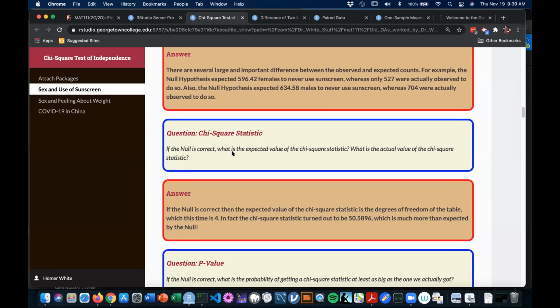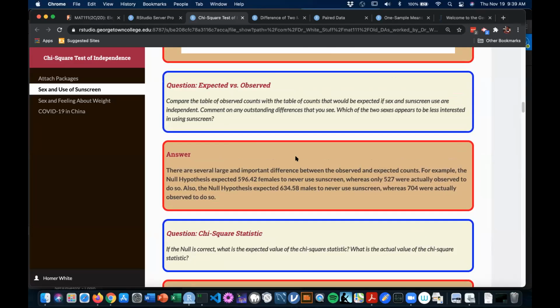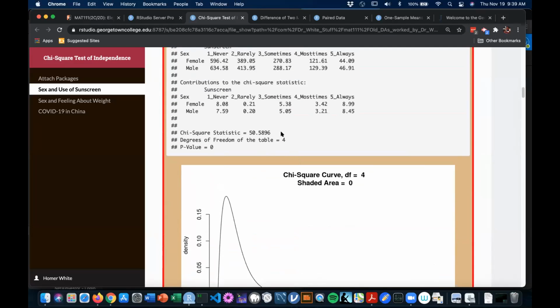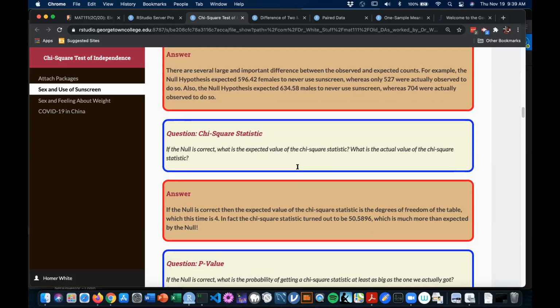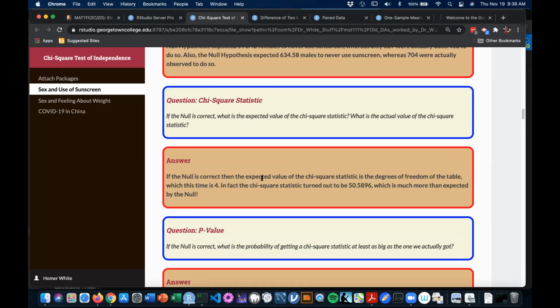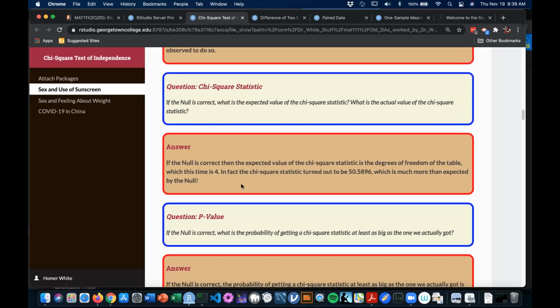So let's see, the next question: if the null is right, what's the expected value of the chi-square statistic and what's the actual value? The expected value of the chi-square statistic is the degrees of freedom, 4. But it was actually 50, way more than the null would expect. So you can already tell it's looking really bad for the null.